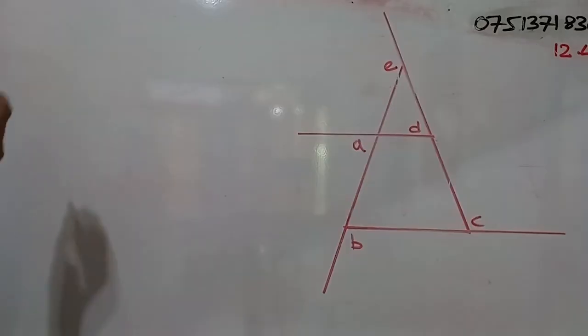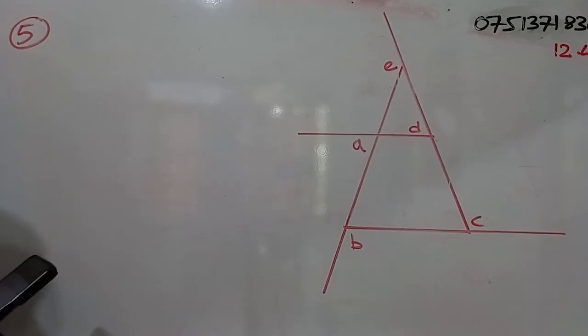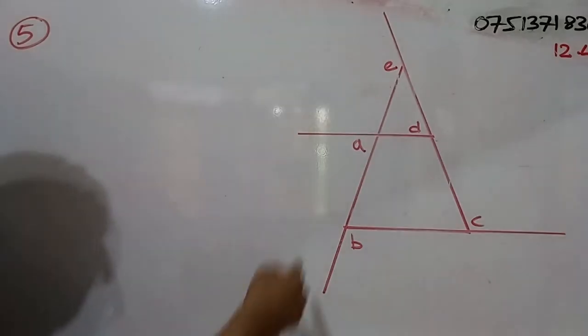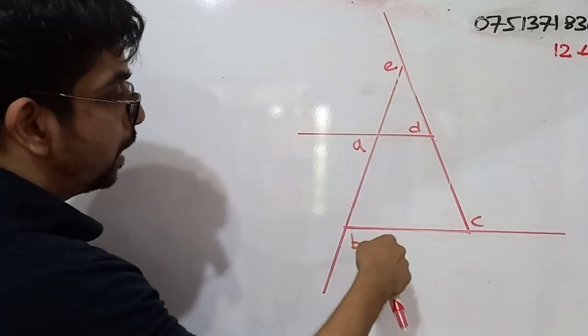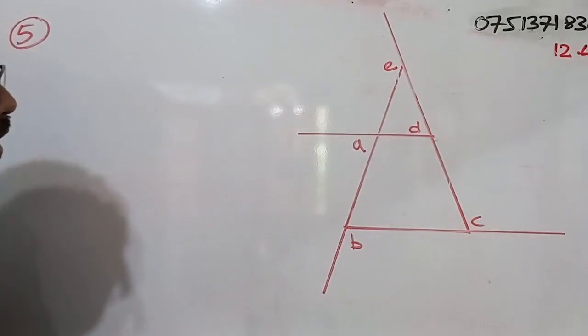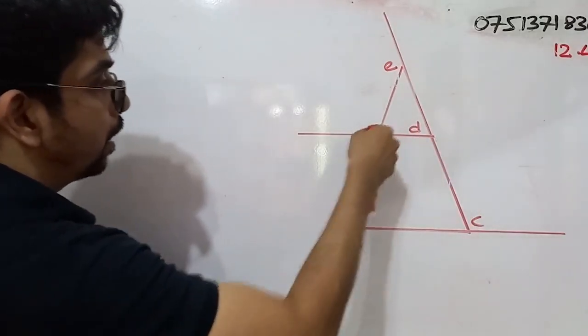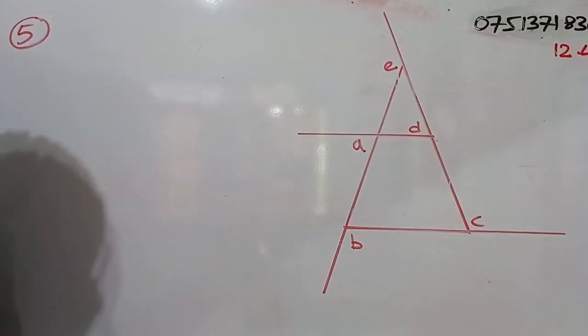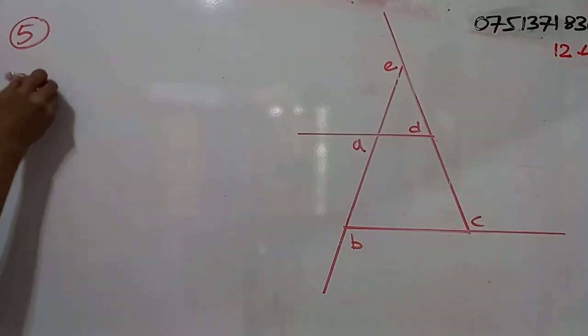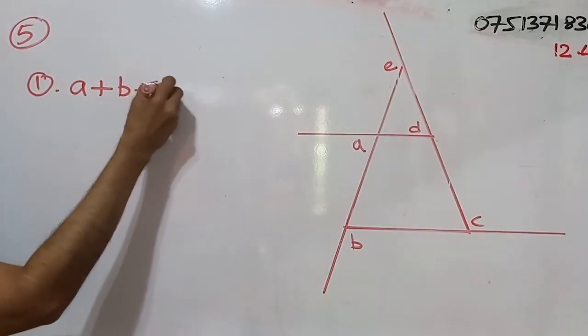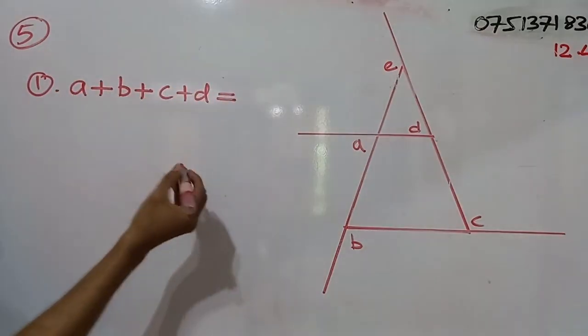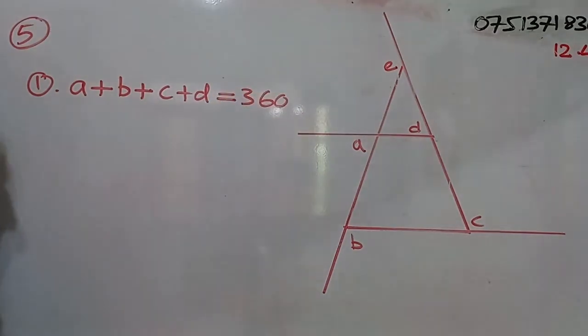Right. So this is question number 5 of exercise 12.4. Right. So we have been given a diagram. What is the value of A plus B plus C plus D? Right. So A, B, C, D. If we think about this quadrilateral, all those angles are what? External angles. So we can write part 1, A plus B plus C plus D, that is equal to 360 degrees.